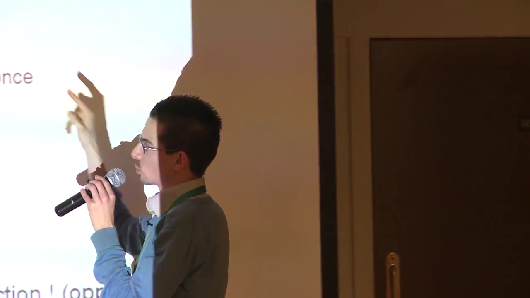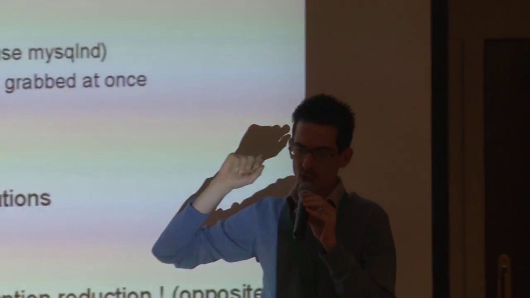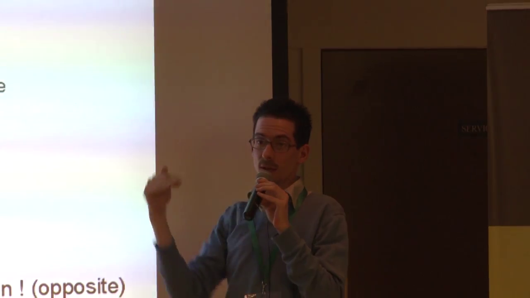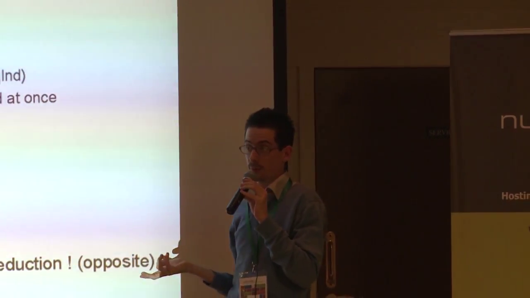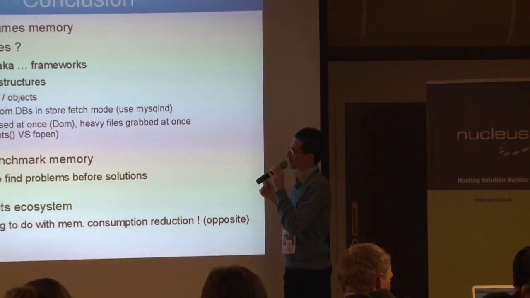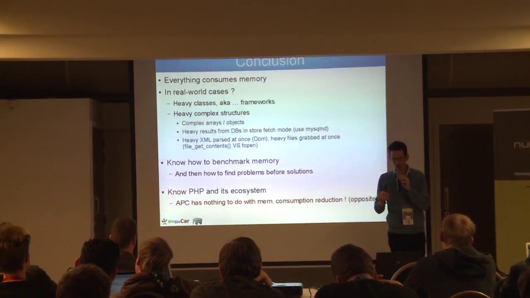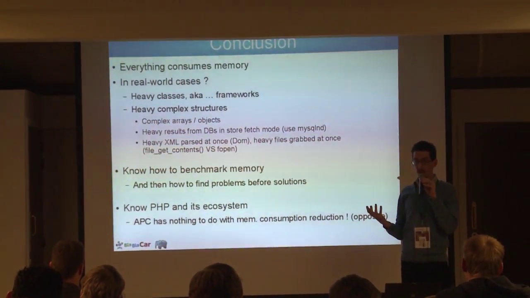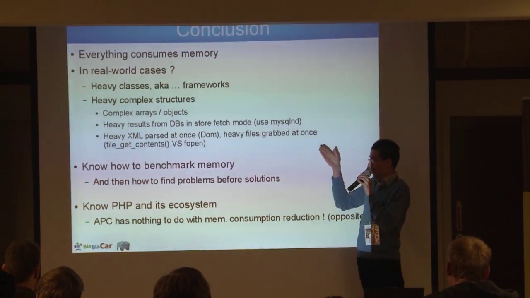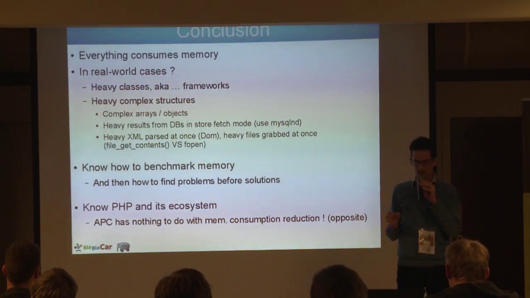When you use the store fetch mode in MySQLi, PHP allocates memory for the whole result set, even if you just pass through the first three or four results in a foreach, it has allocated lots of memory, so it's not very nice as well. And heavy XML. So don't try to optimize memory where you don't know if it's the right place. Try first to benchmark, to find the bottlenecks in terms of memory.